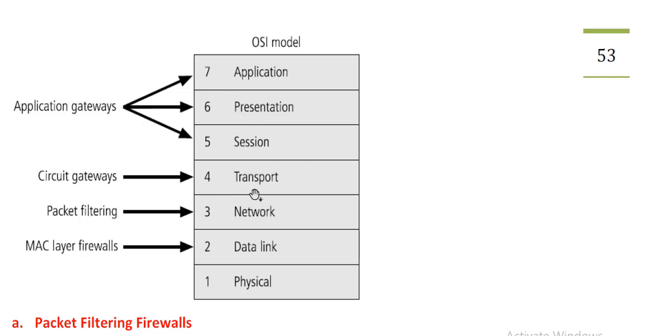If our firewall is using data units from the transport layer, these firewalls are called circuit gateways. If they use the network layer data packets or data units, they are called packet filtering, because here we are using packets. And the last layer, which is the data link layer, here we are using frames. So the firewalls are based on the frames, especially the MAC address and the MAC sub-layer that belongs to the data link layer. Particularly, we don't have any firewalls that rely on the physical layer.